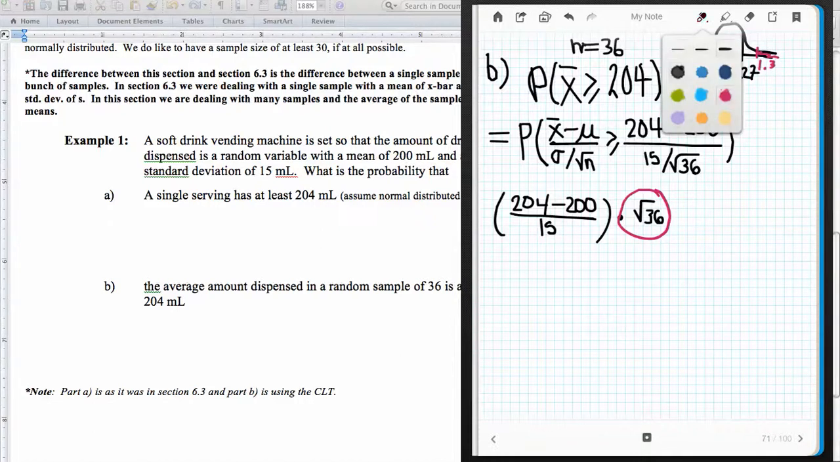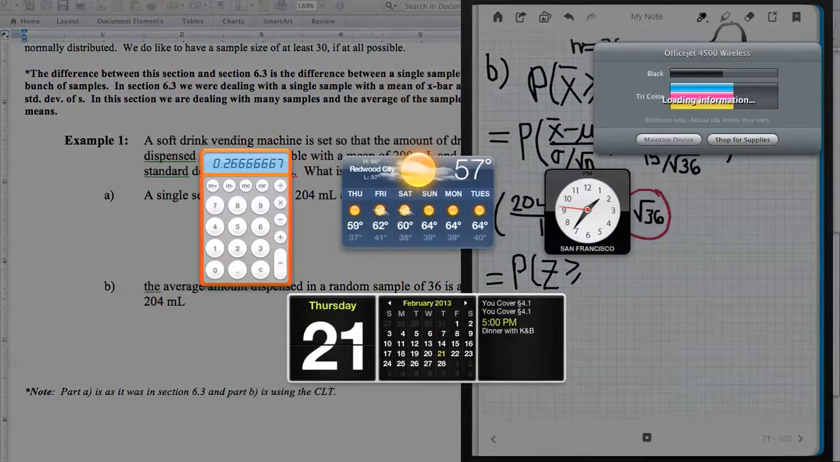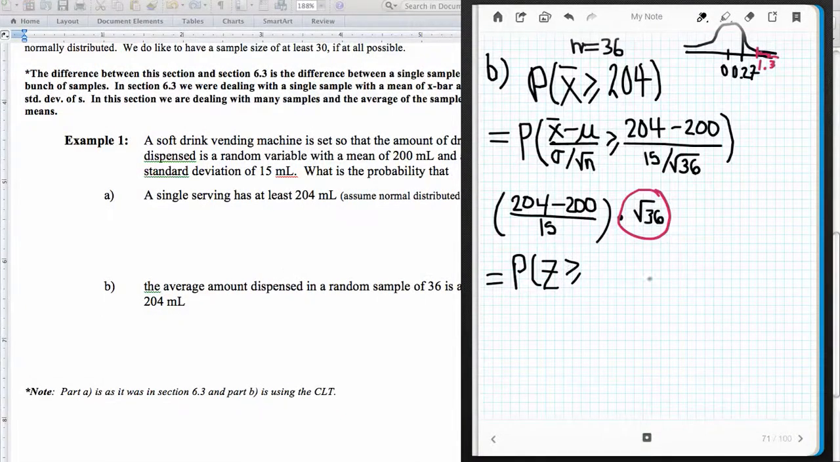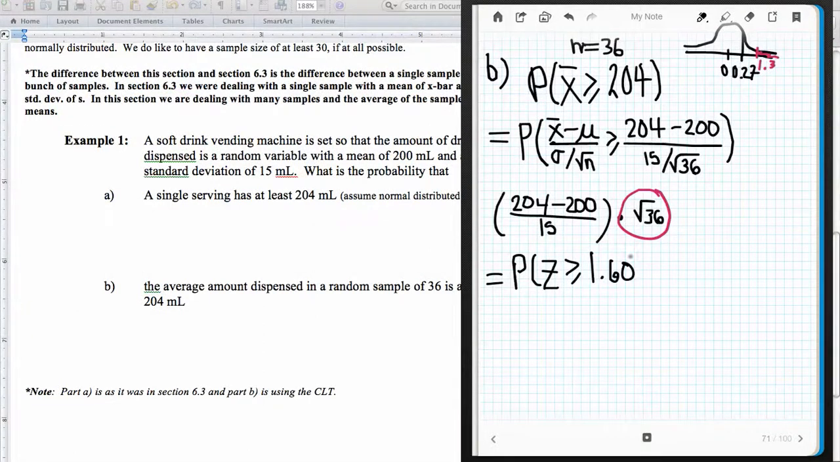So now what we have is the probability of a z being greater than or equal to, and I can go to my calculator. I still have the 0.26666 there, and I can just multiply that by 6, and I get the value that I wanted. Now, obviously that was a lot bigger than I thought it was, because I had a lot of round off error there, right? 0.3 times 6. No, it's 1.8 was what I should have said, huh? So here we go, 1.6000, so 1.60.